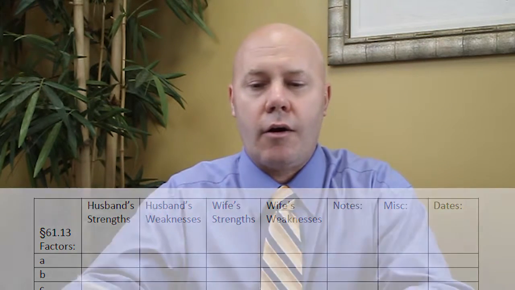Attached to the back of the 6113 time sharing factors is a strength and weakness worksheet. And what I want you to do is to prepare the strengths and weaknesses of both you and your spouse. So what that means is you will have to do some type of research and look within yourself and determine your strengths, your weaknesses, and your spouse's strengths and your spouse's weaknesses.